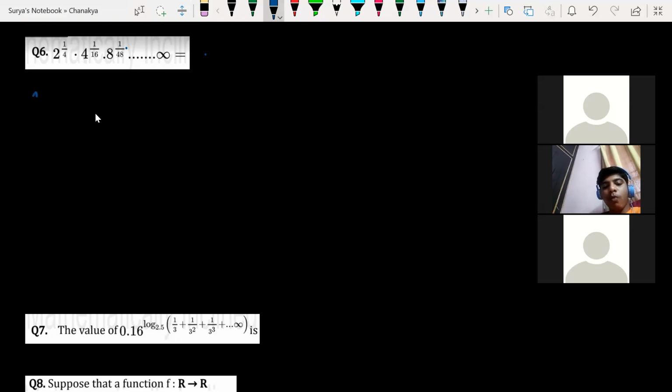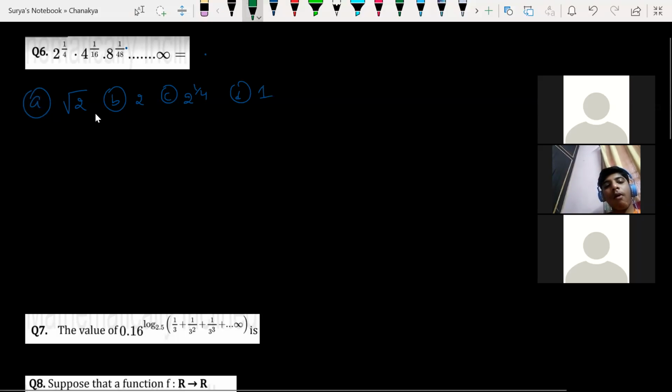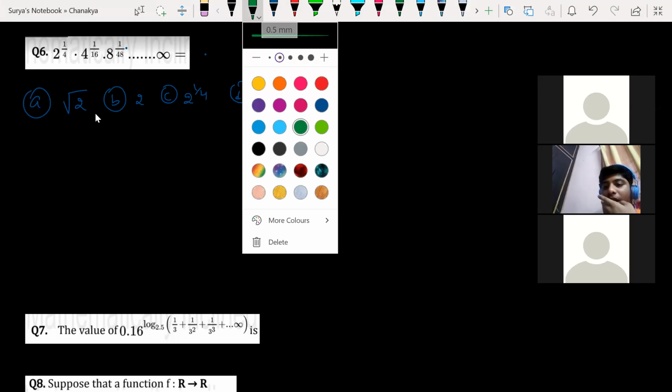Let me give the options. Option A is root 2. Option B is 2. Option C is 2 to the power of 1 by 4. Option D is 1. You understand? Make it fast. How can you solve this?